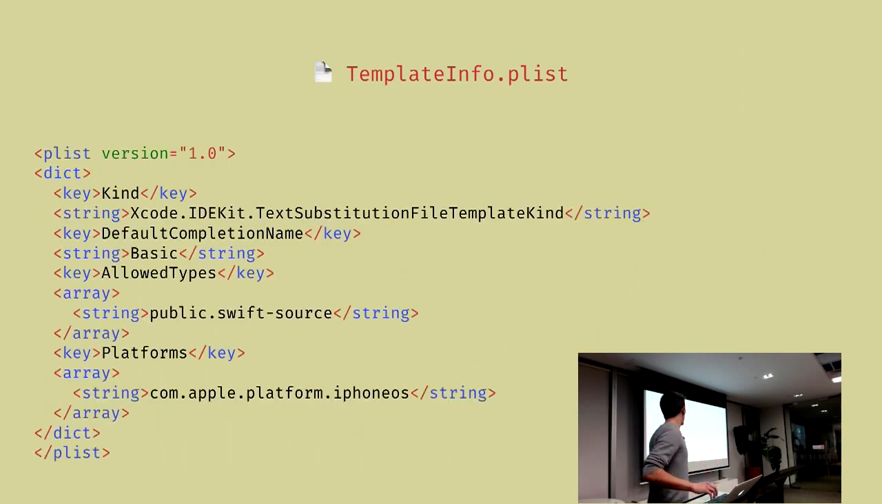You can have more keys in your plist describing what types of files you want to allow the user to make. So if they change the file name and instead of .swift they put .c or .m or whatever, you can restrict that, and you can say which platforms your template is geared for. But that's not so important now.